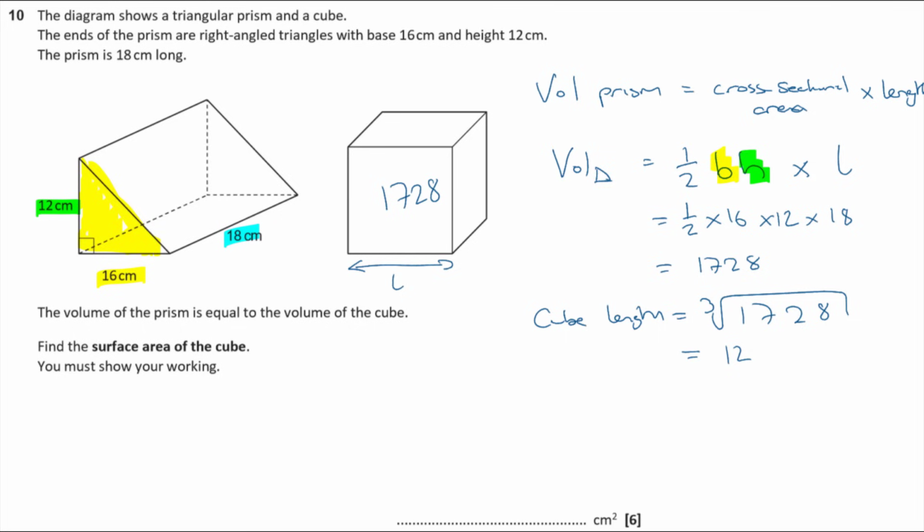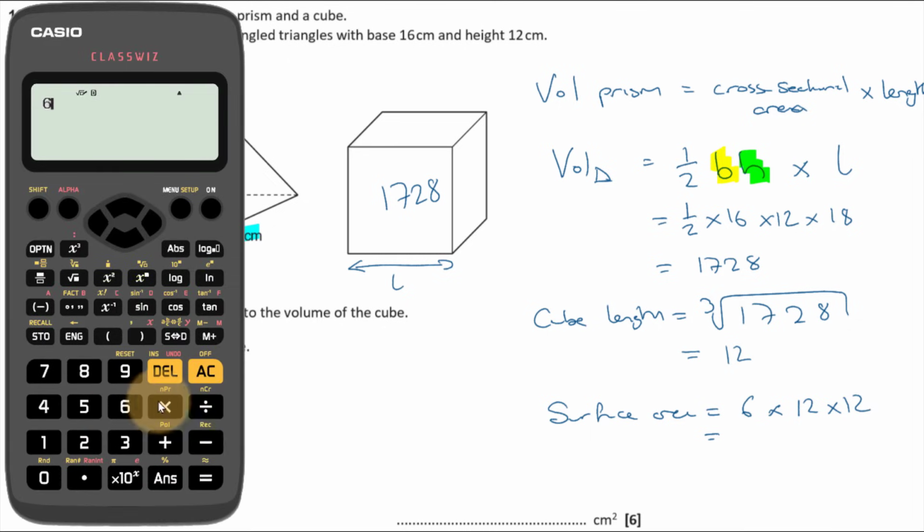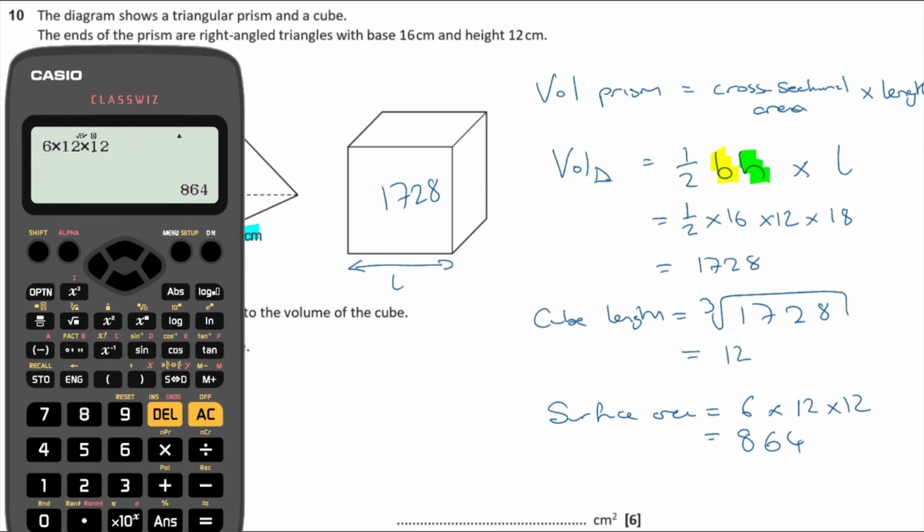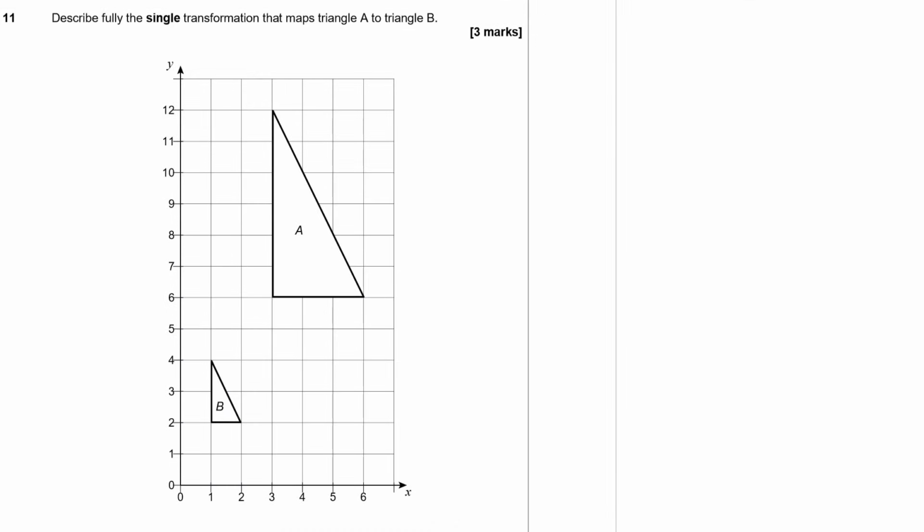So then what's the surface area of a cube? Well, a cube is made up of 6 separate square faces, and each of those faces has an area of length times length. So it's going to be 12 times 12, isn't it? So the surface area is going to be 6 faces times the area of each face, 12 times 12. So 6 times 12 times 12 comes to 864. So the surface area of this cube is going to be 864 square centimeters.